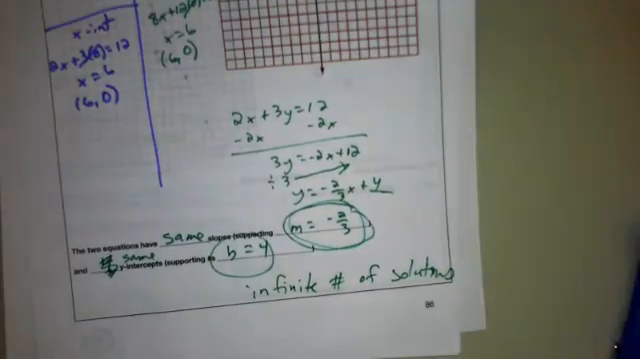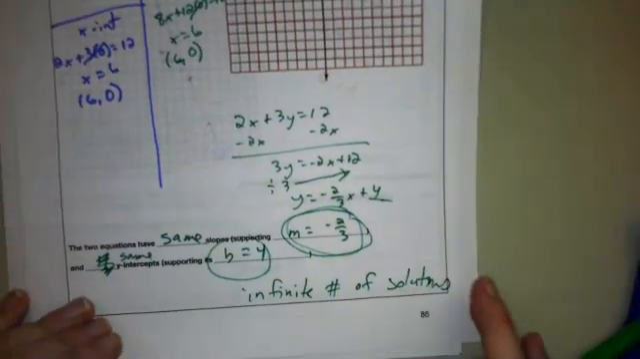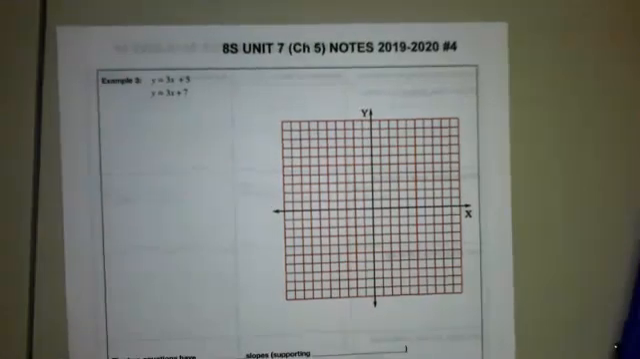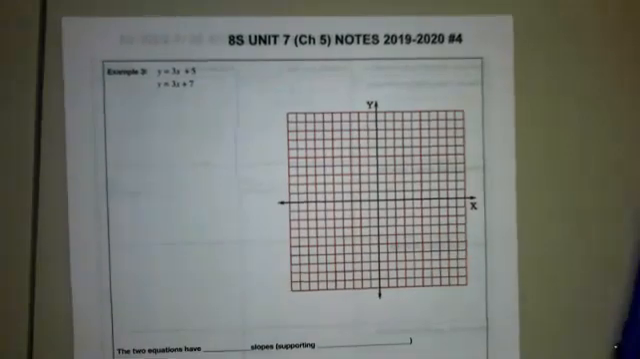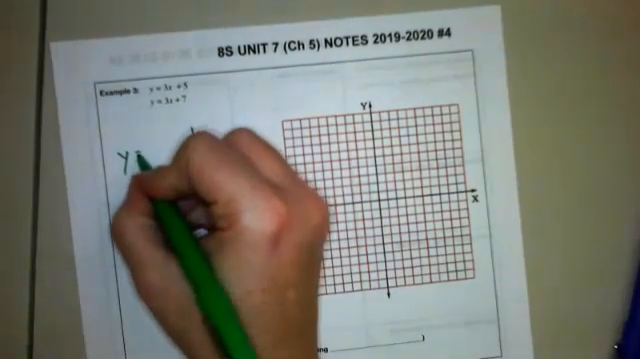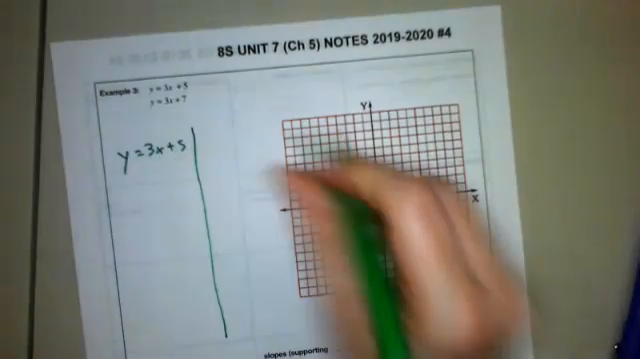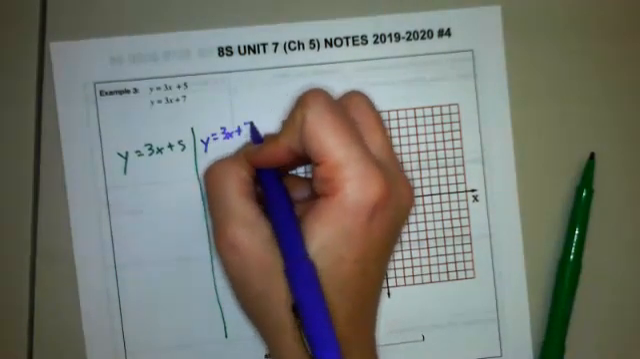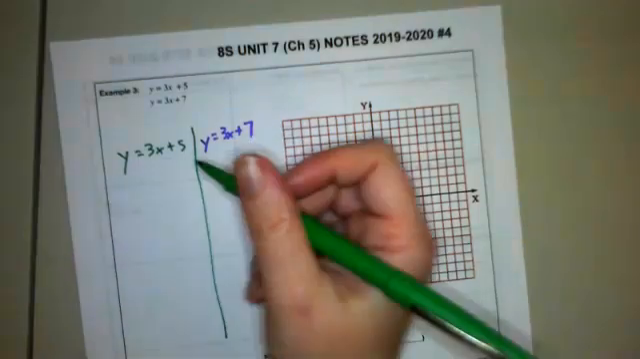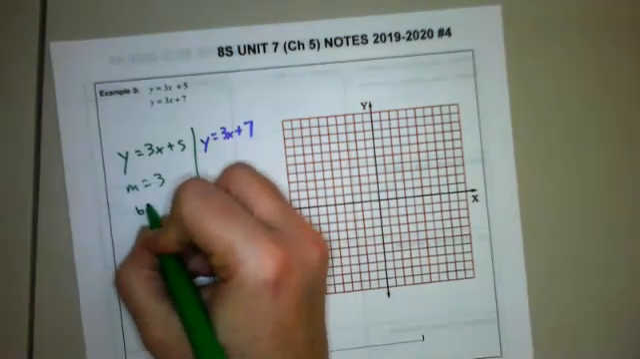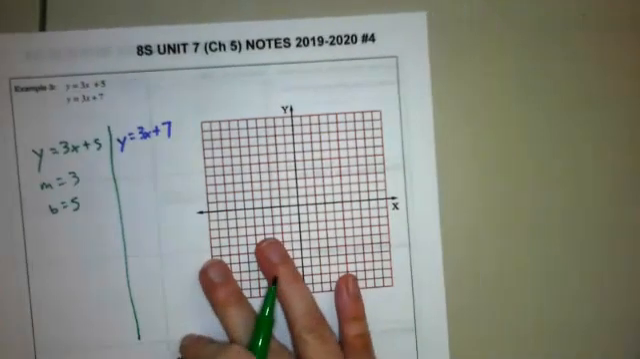Okay? Let's flip to page 87. Here we have y equals 3x plus 5 and y equals 3x plus 7. I'm going to go ahead and divvy these up. Well, this is easy to graph. I have a slope of 3 and a y-intercept of 5. So I'm going to go ahead and graph that.